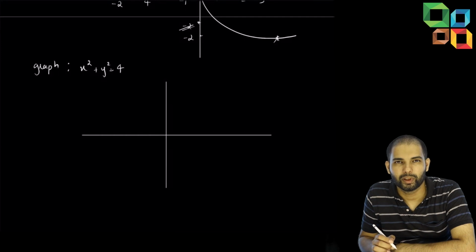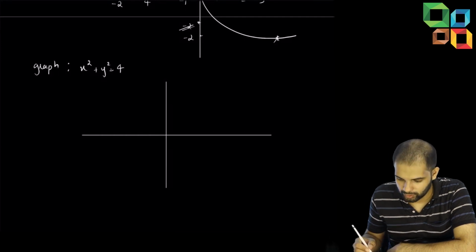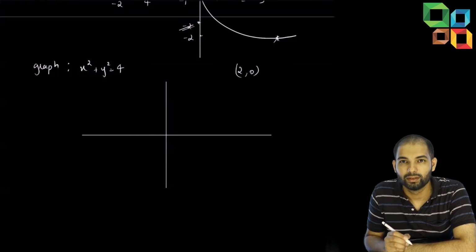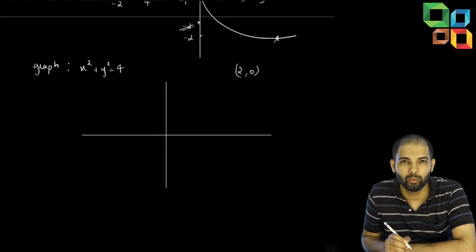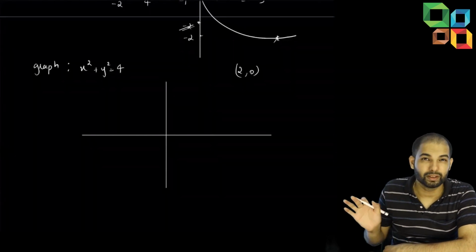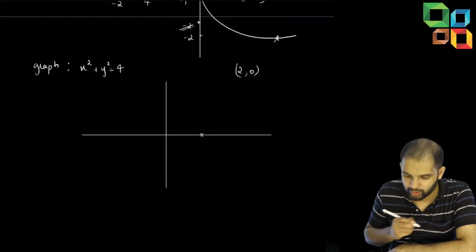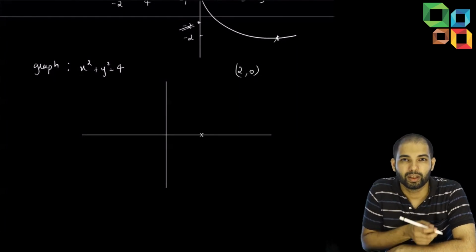Yes, you can give any point. Any point is fine. 2, 0. Okay, when x is 2, y is 0. Fine. Any more you can think of? Let me just plot whatever we are getting. X is 2, so x is 2 somewhere here. 2, 0. Okay. What next?